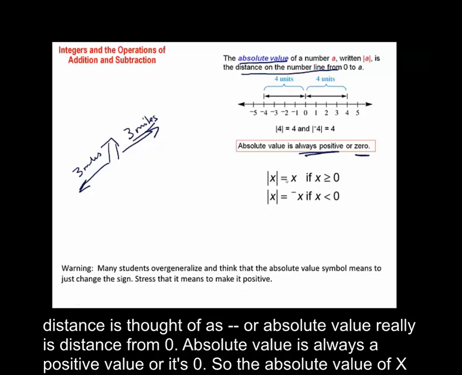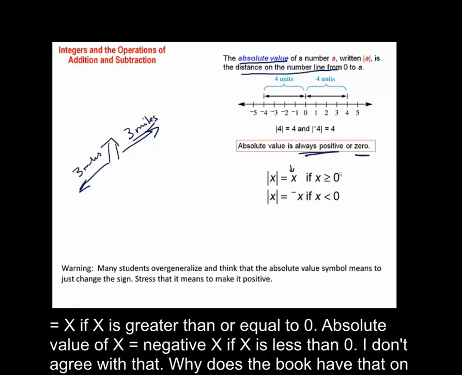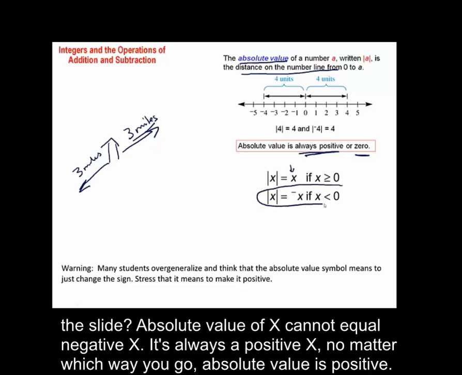So the absolute value of x equals x if x is greater than or equal to 0. Absolute value of x equals negative x if x is less than 0. I don't agree with that. Why does the book have that on a slide? Absolute value of x cannot equal negative x. It's always a positive x, no matter which way you go.